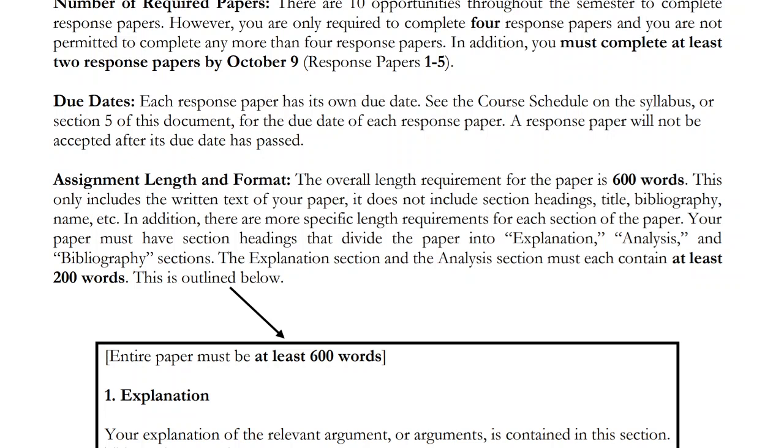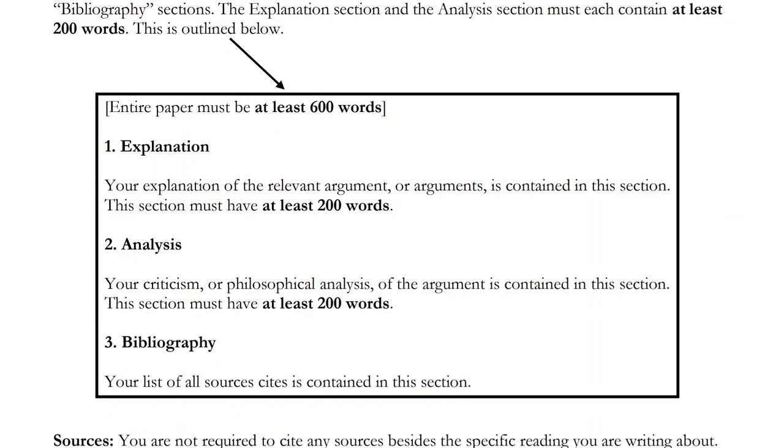So the paper has to be 600 words, but within that there's a little more detail that needs to be explained. So to see this, the first thing you need to see is that it is required that your paper is broken up into the following sections: explanation, analysis, and bibliography. And furthermore, not only broken up into those sections, but you need to have these exact section headings.